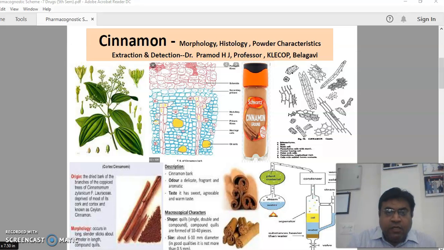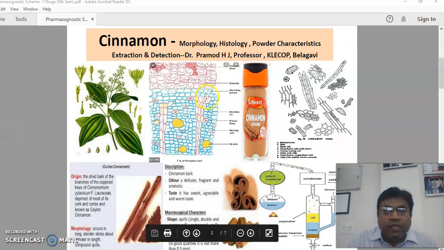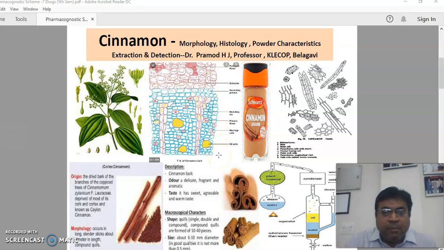You can see in this slide the tiers of this cinnamon bark, where the pericyclic fibers are available, then the sclereids, the secondary phloem tissues, and below that you can see the medullary rays from the secondary phloem up to the oil cells. Like that we have phloem fibers, then mucilage cells, then oil glands or oil cells, which are shown in yellow or darkish brown to yellow color.